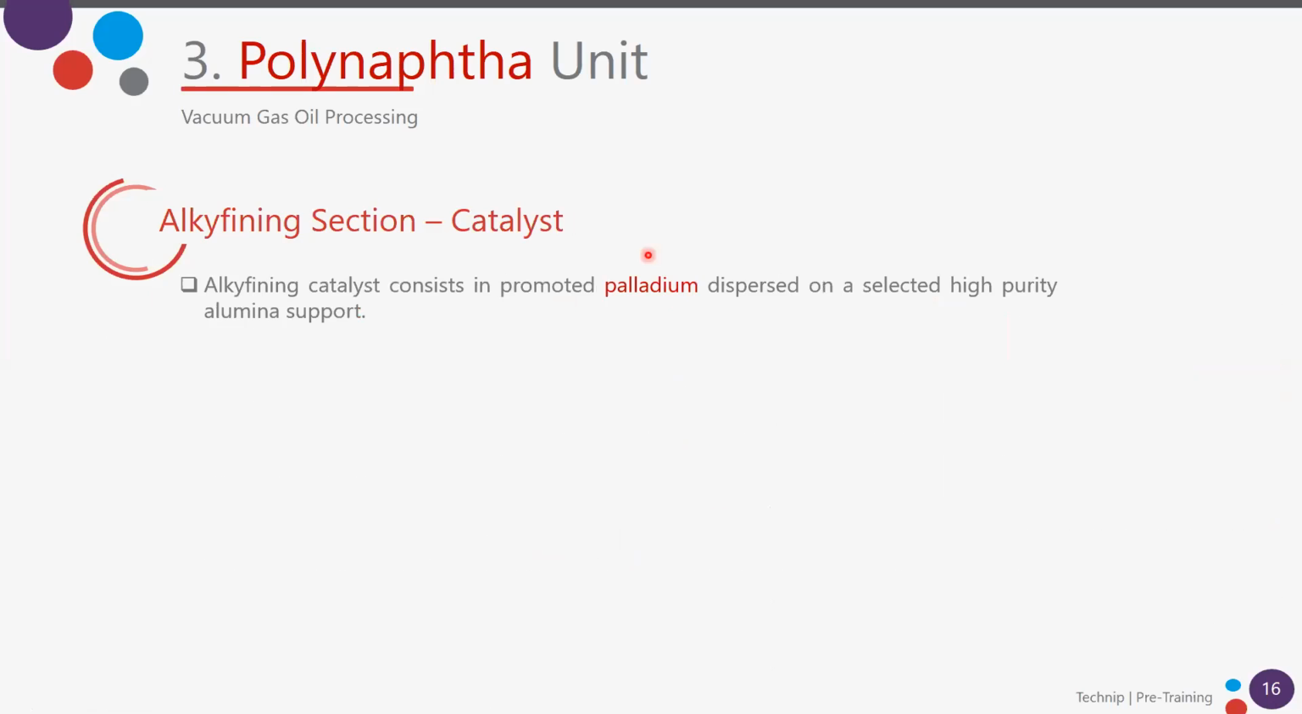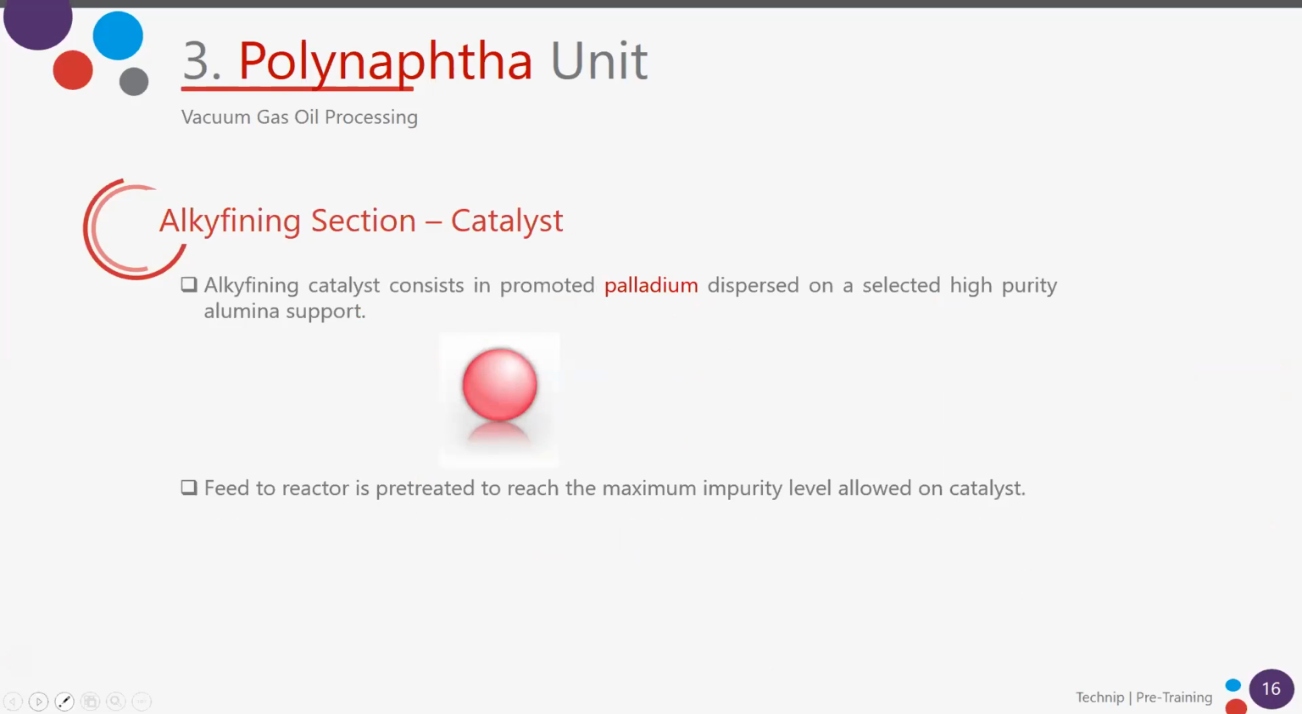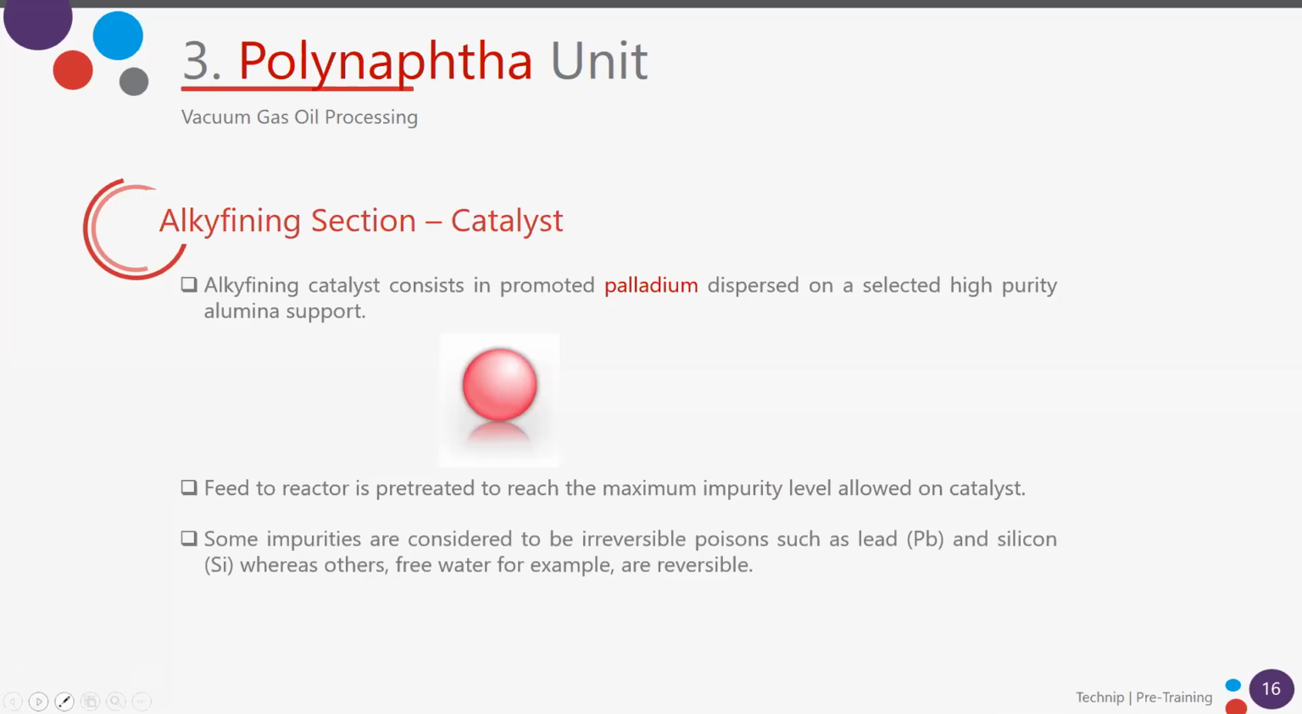There is a promoted palladium, an expensive catalyst, dispersed on a selected high purity alumina support. This is the shape, not the color, but the shape of the catalyst. The feed to the reactor is pretreated to reach the maximum purity level allowed on the catalyst. Of course, remember that we have treated the feed to the reactor to reduce as much as possible the impurities, the poisons for the catalyst. Some impurities are considered to be irreversible poisons, such as lead and silicon, whereas others, free water for example, are reversible.